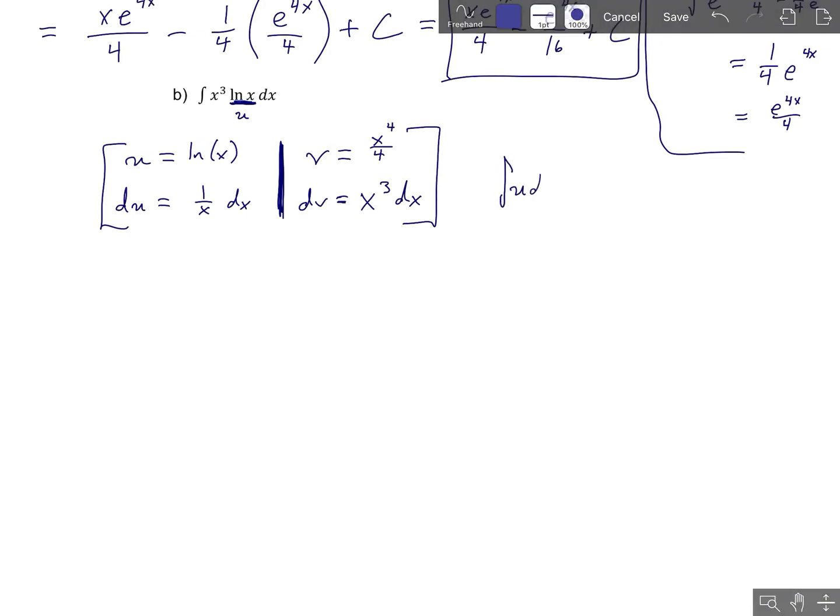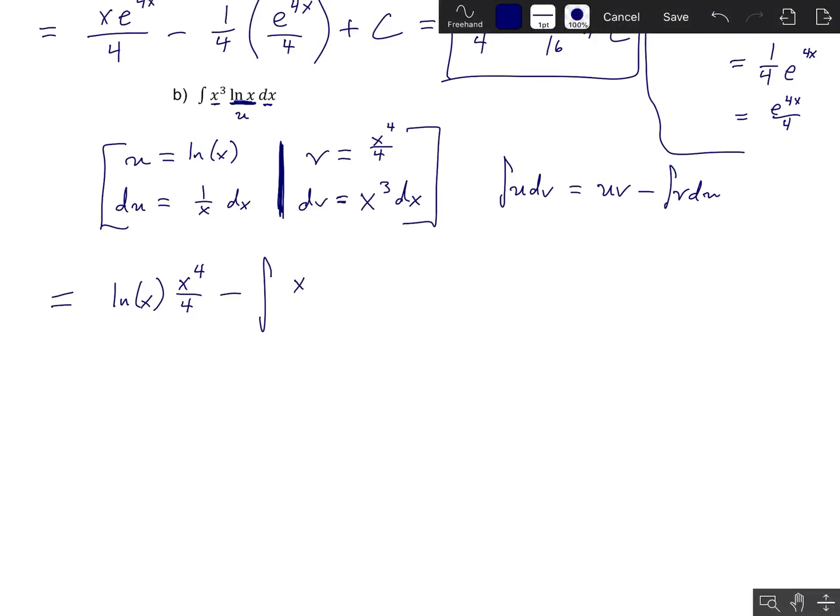And now remember the integration by parts formula says that the integral of u dv is equal to uv minus the integral of v du. So we're going to apply that formula here. Remember that the integral that we started with is the integral of u dv. So this should be replaced with u times v. So that would be ln x, which is u, times v, which is x to the 4th over 4, minus the integral of v du. So this would be the integral of v, which was x to the 4th over 4, times du, which is 1 over x dx.